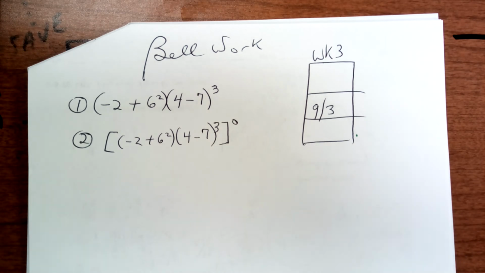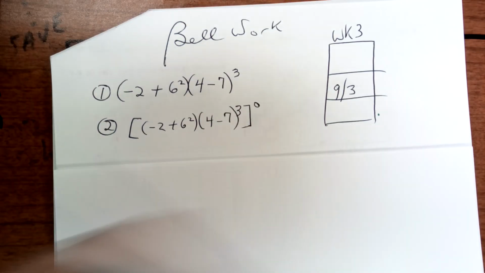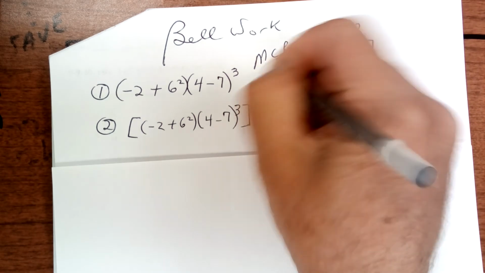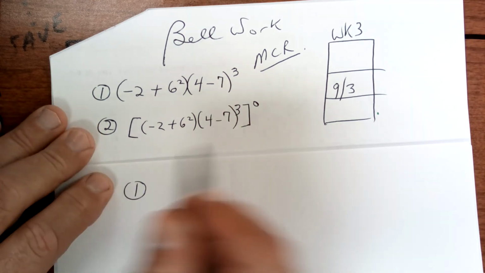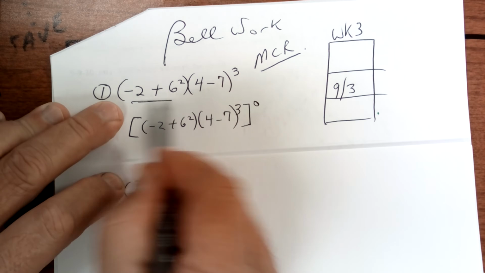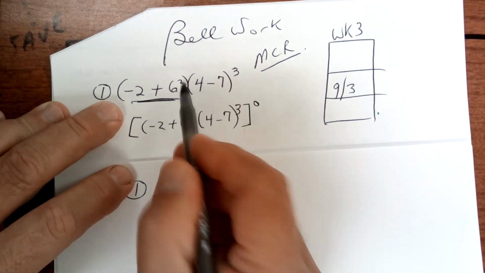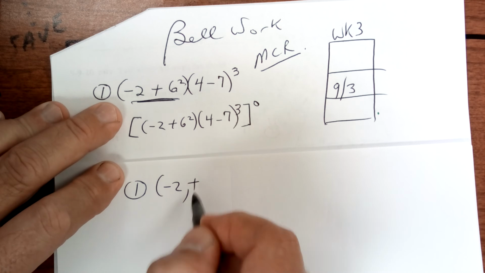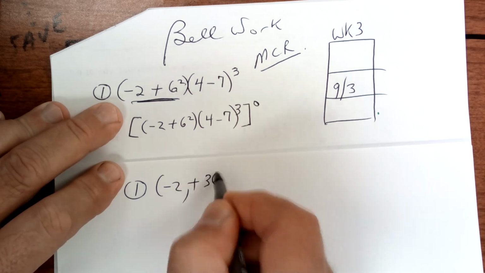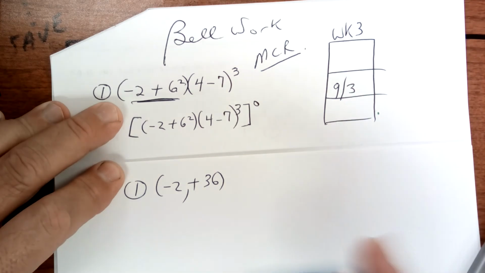Let's talk about MCR now. In MCR, we got to work these. This one right here caused some trouble yesterday. Yes, you do the parentheses first, but that's 6 squared. You got to do that first. So it's going to be -2 plus 6 times 6 is 36. Get rid of that comma.